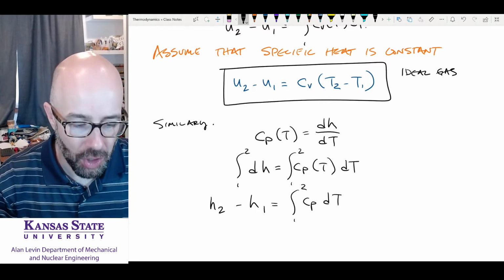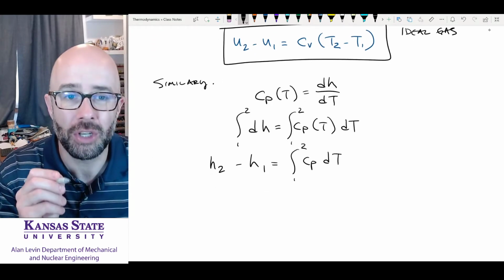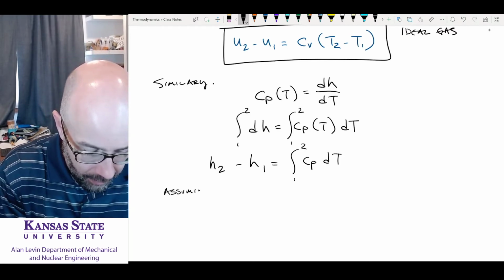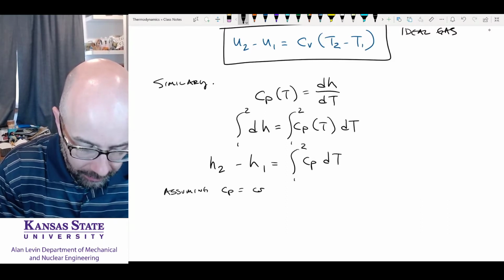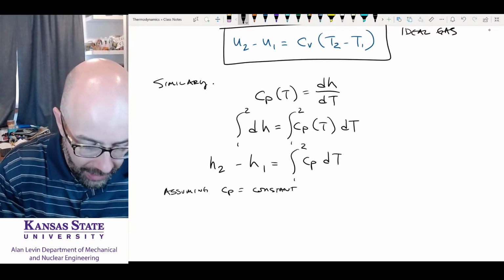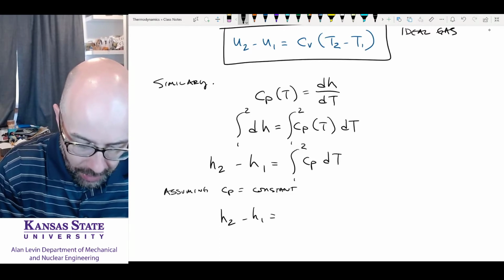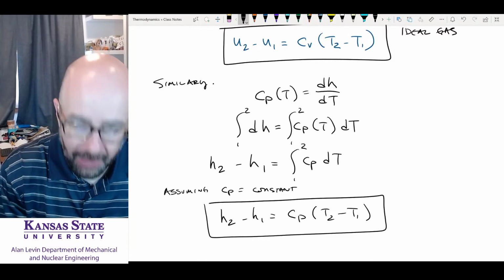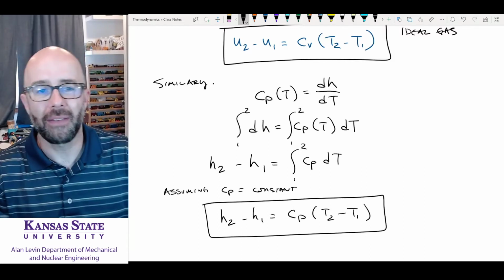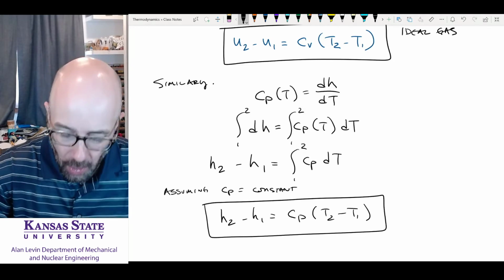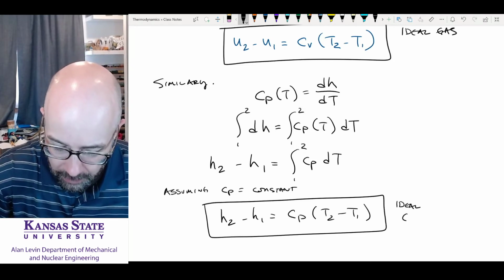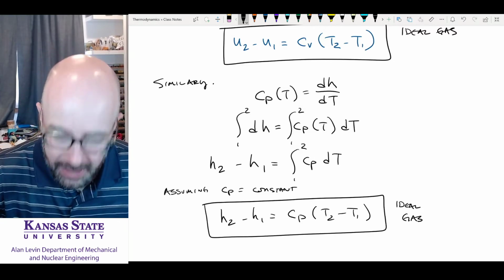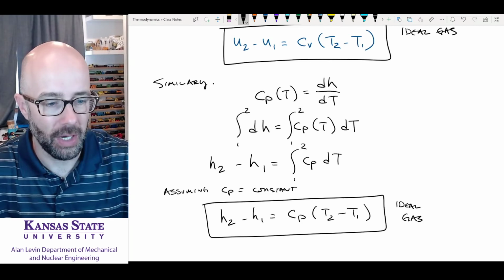However, if you want to assume a constant specific heat, so assuming C sub P is equal to constant, what we can get here is H2 minus H1 is equal to C sub P times (T2 minus T1). And the same things apply. We're still putting an appreciable amount of error inside of there. But we can only do this for ideal gases, and we can only do it with constant specific heats. We can only do it in those situations.